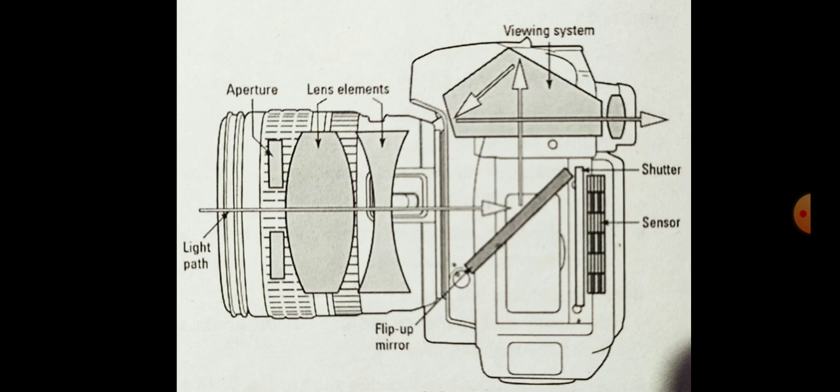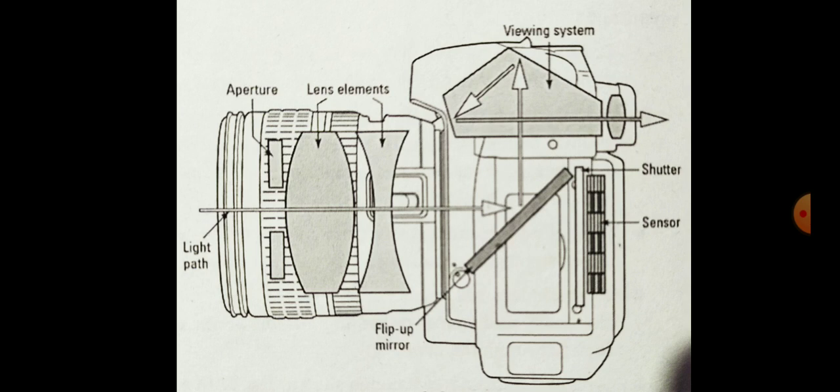viewing system, shutter, sensor. The shutter is placed above the film sensor and below the mirror. And what we read about the rangefinder camera is that the shutter is placed in the lens, synchronizing with the lens. Here the shutter makes a noise, a sound. So it is a disadvantage of an SLR camera that it makes so much noise with the shutter speed.